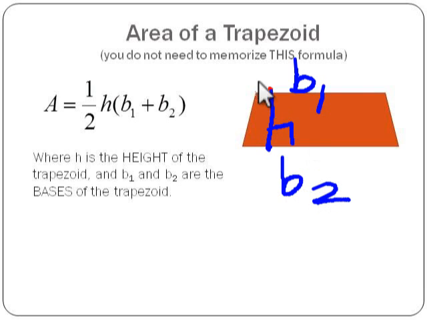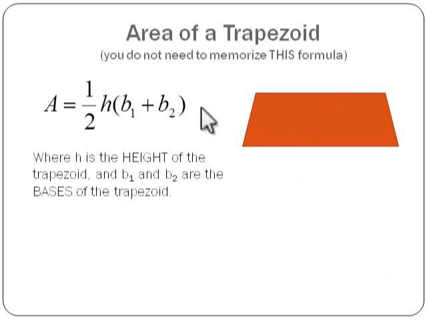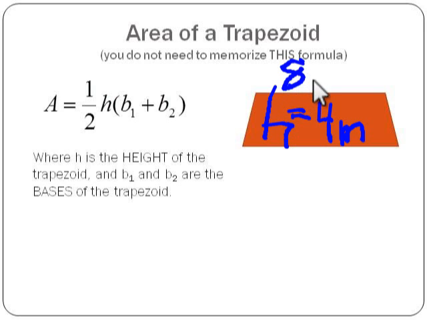I mean, obviously one's going to be shorter than the other, but it doesn't really matter because you're going to add their lengths together anyway. Okay, so now we know what they are. Let's put some numbers in there, okay? So let's say that the height is 4 meters, okay? And let's say that B1 is 8 meters. Well, that's pretty bad, but okay. And the base 2 is 12 meters.